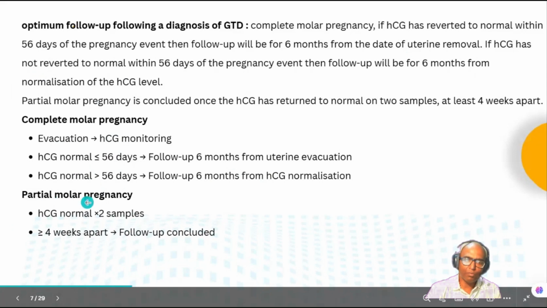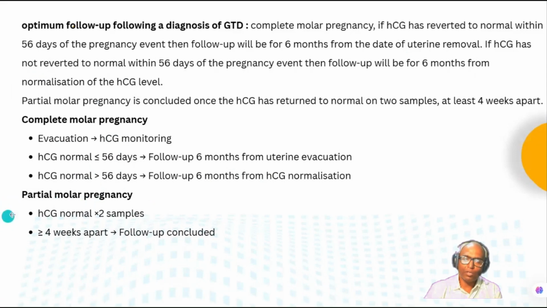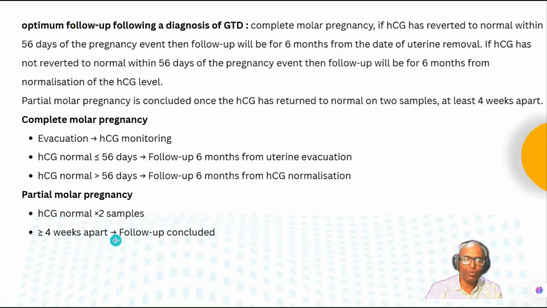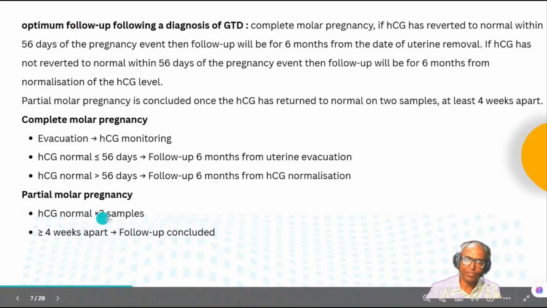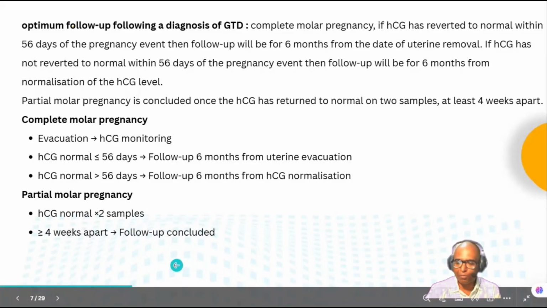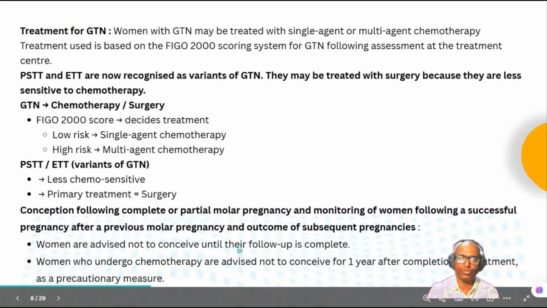Then what is the follow-up for partial molar pregnancy? In partial molar pregnancy, you should follow up these patients with hCG, and once you get two normal hCG levels 4 weeks apart, then the follow-up is concluded. So it is a relatively simple follow-up for partial molar pregnancy. You should get 2 negative samples 4 weeks apart. So you will follow up these patients on beta hCG. Once the sample comes normal, you repeat beta hCG after 4 weeks. If that is normal, then the partial molar pregnancy follow-up ends. So this follow-up is also a single best answer question.